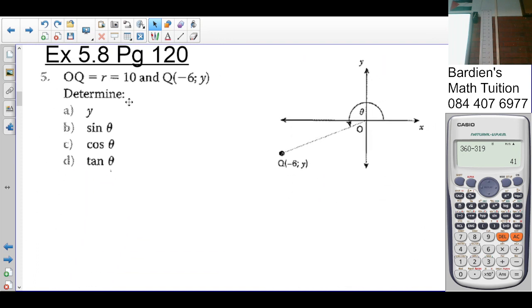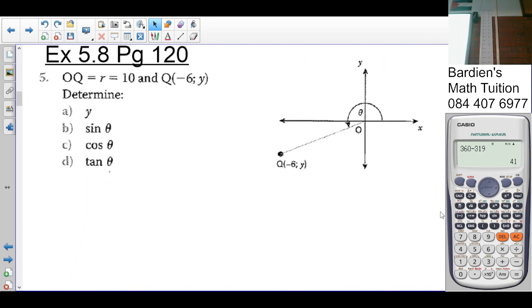number 5, it says determine y if OQ is r equals 10 and Q is (-6, y). So again, complete the triangle by dropping that point perpendicular onto the x. Always perpendicular onto the x. Remember, this is an x and a y. So the x is minus 6, y is y. Your opposite is y there. Your radius is 10.